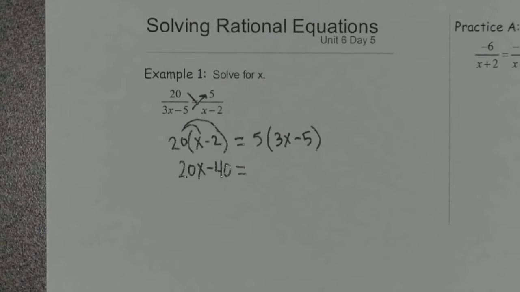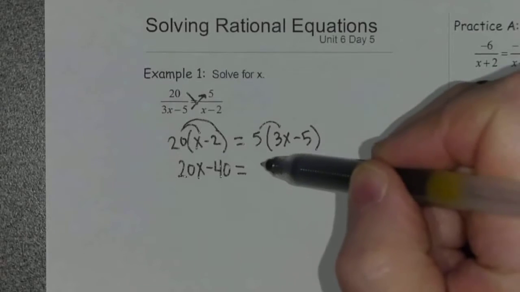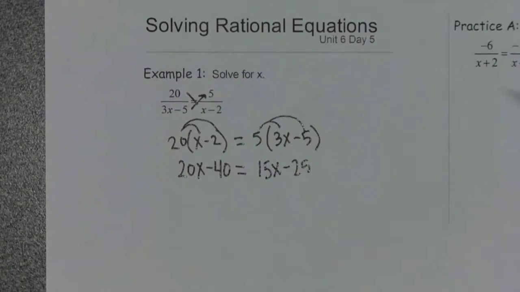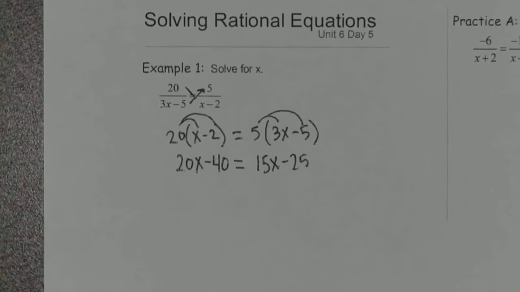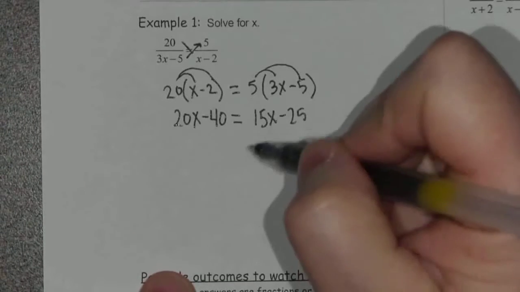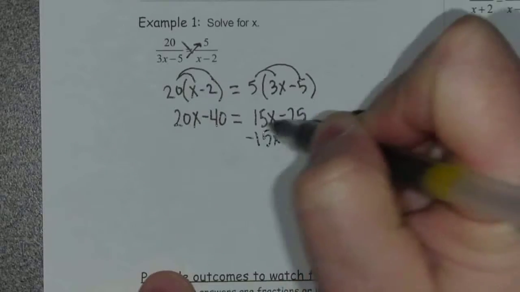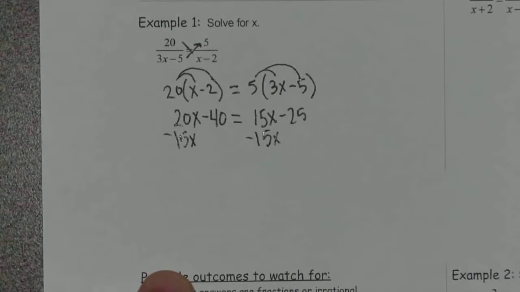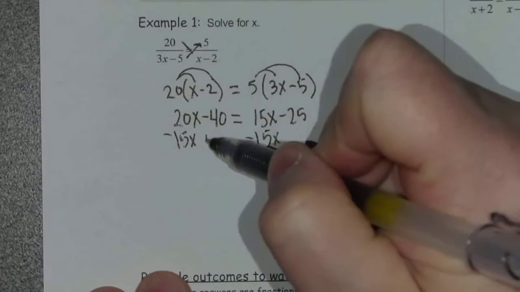Someone shout out what I get on the other side. 15x minus 25. Yep, 15x minus 25. Now my goal is to get all of the x's together on one side. So which way do you want to move your x's? You want to move the 15 or do you want to move the 20? I always like to move it to keep my x's positive, so I'm going to minus the 15x over. In the same step, can we move the 40 or do you want to wait for the next step? Add the 40 at the same time.